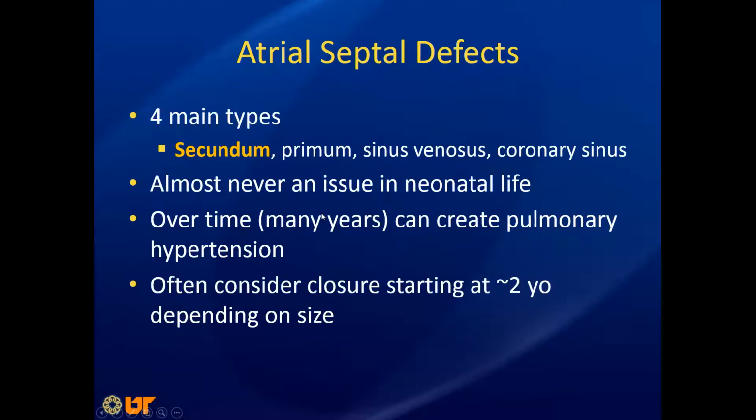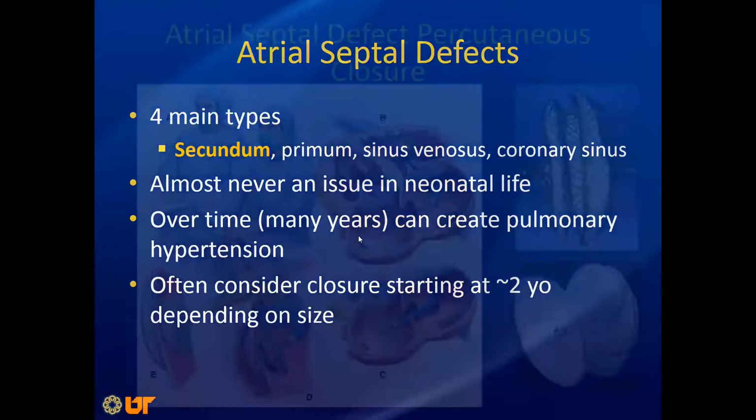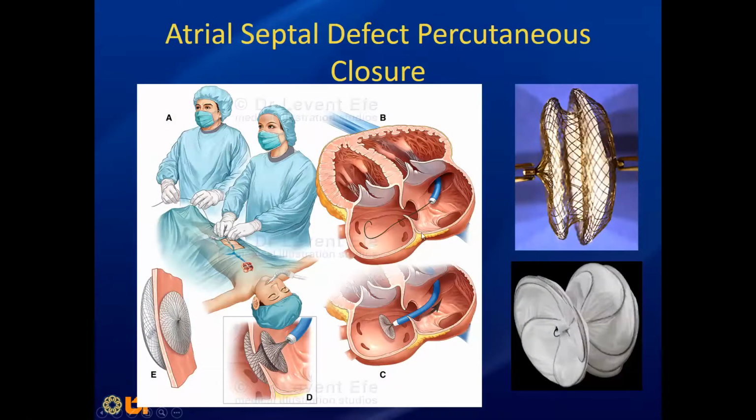We usually consider closing these at about 2 to 4 years old, kind of depends on the size. Some we just watch, but some, if they're kind of moderate to large in the 2 to 4 year age period, it's a good size that we can close it with a device as well. So most secundum defects can be closed without surgery these days. This is actually an older device, an Amplatzer. This is a Gore, a newer device, and there's a couple newer devices that have come out even since this.